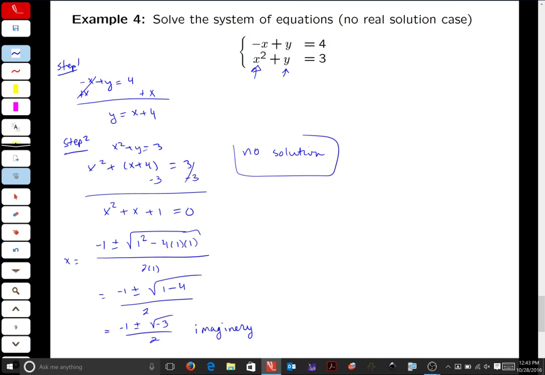There's another time when you can get no solutions. If you're working through and you get something like 0 equals 1, this is also a no solution case. So you can have more than one way of getting no solution. I got it because my quadratic formula couldn't be solved in the real numbers. You can also get a false statement, 0 equals 1, 10 equals 2, something false like that. That tells you that is also no solution.